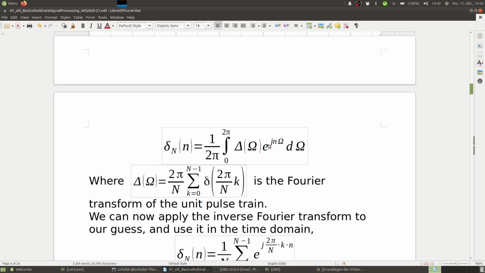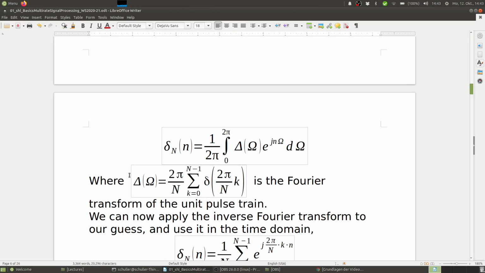And here we can see we have the same transform kernel as before, just that there's a plus instead of a minus, and then we get this inverse transform, right? And here the integral runs over omega, the normalized frequency, instead of over n for the forward transform.